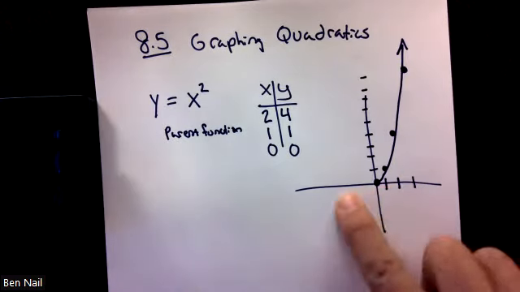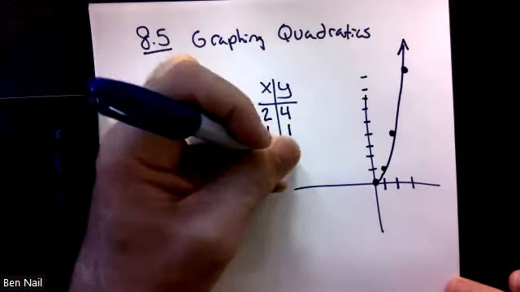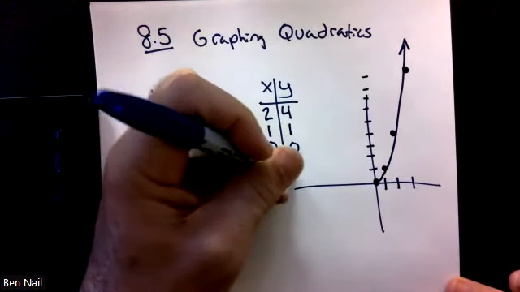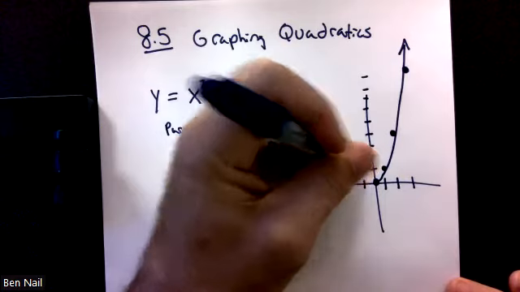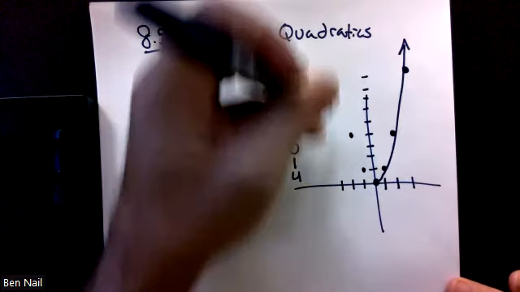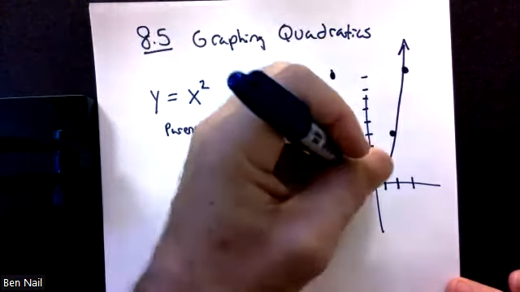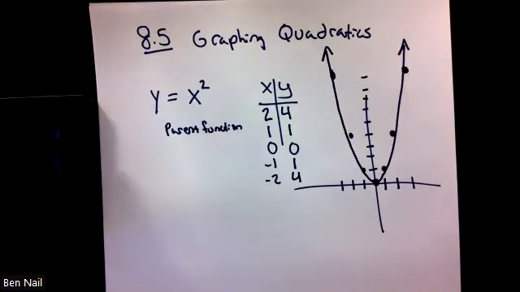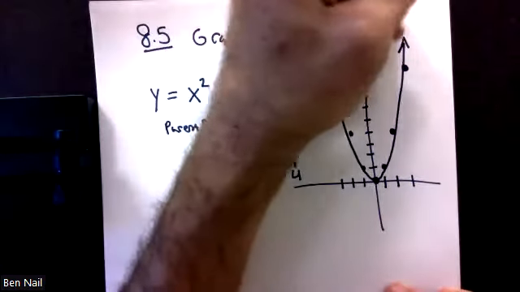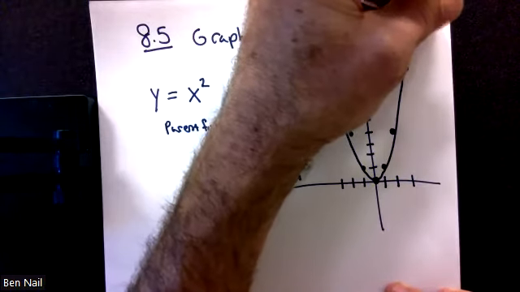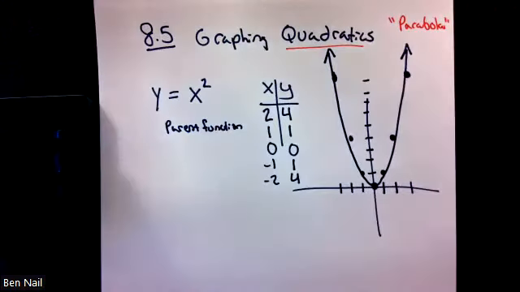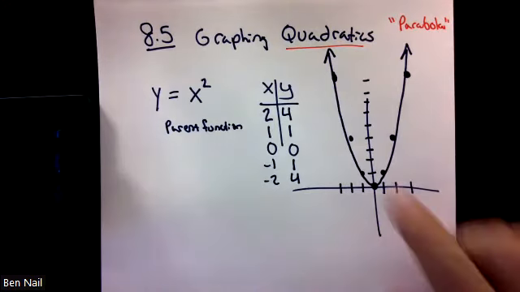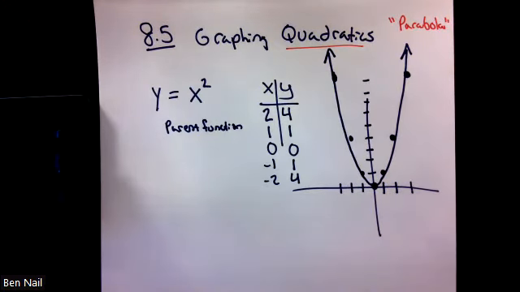If we keep going, we do some negative x's. -1 squared is 1. -2 squared is 4. And in fact, -3 squared is also 9. This graph would look like that. When you graph a quadratic, this shape is called a parabola. So anytime you graph a quadratic, you're going to get a curve that looks like this.